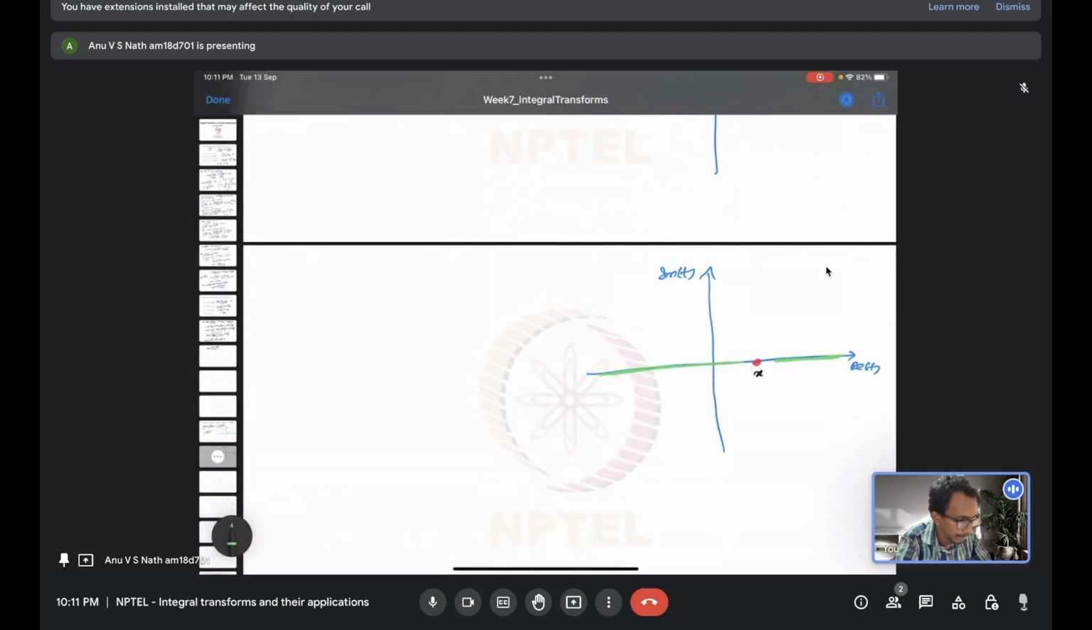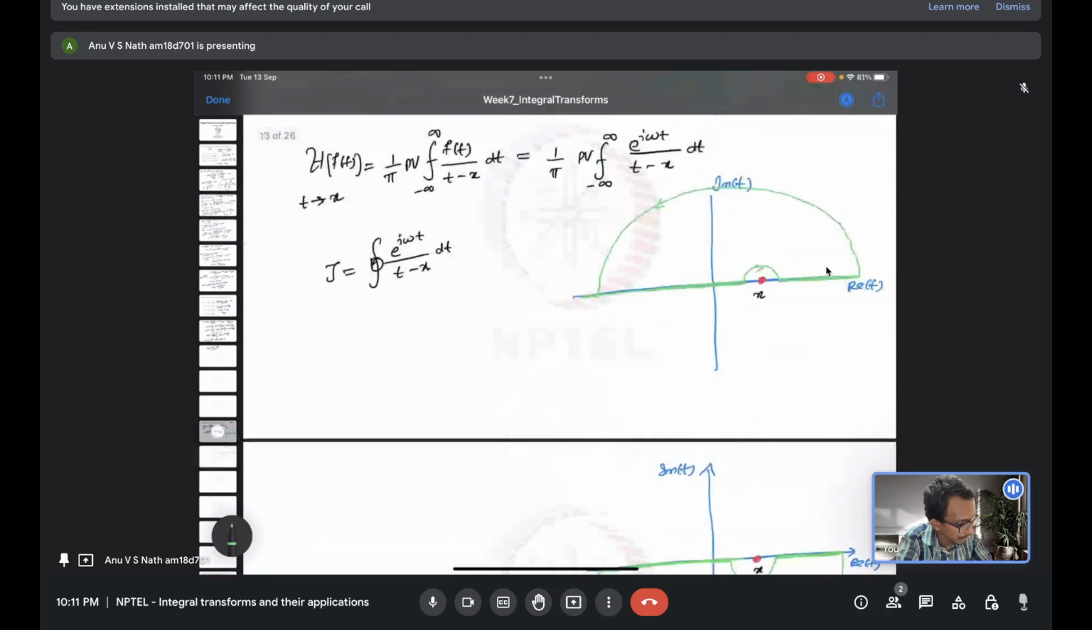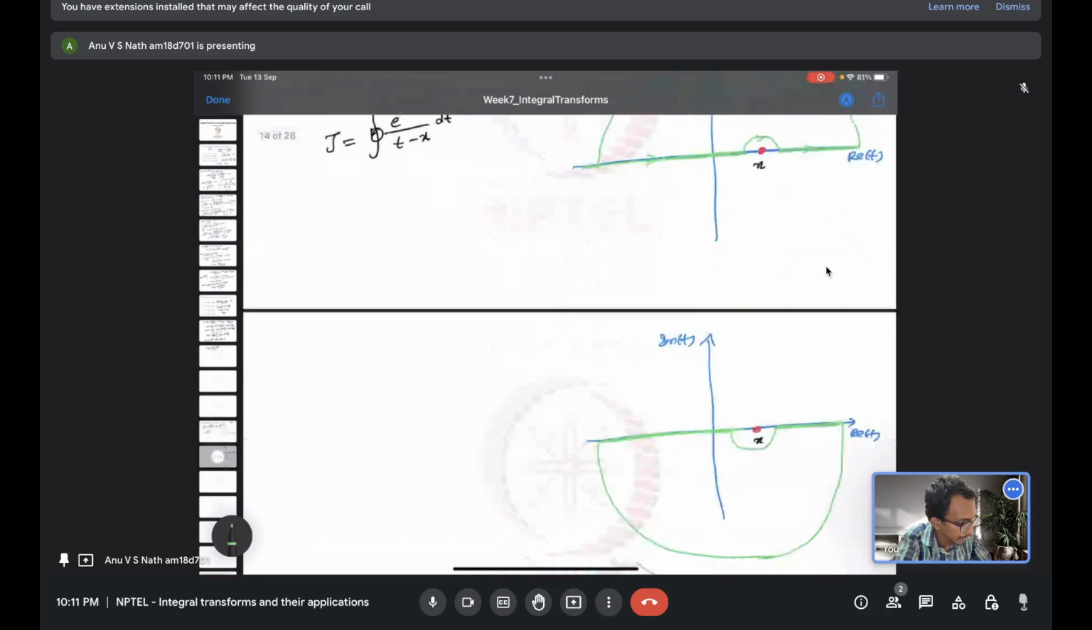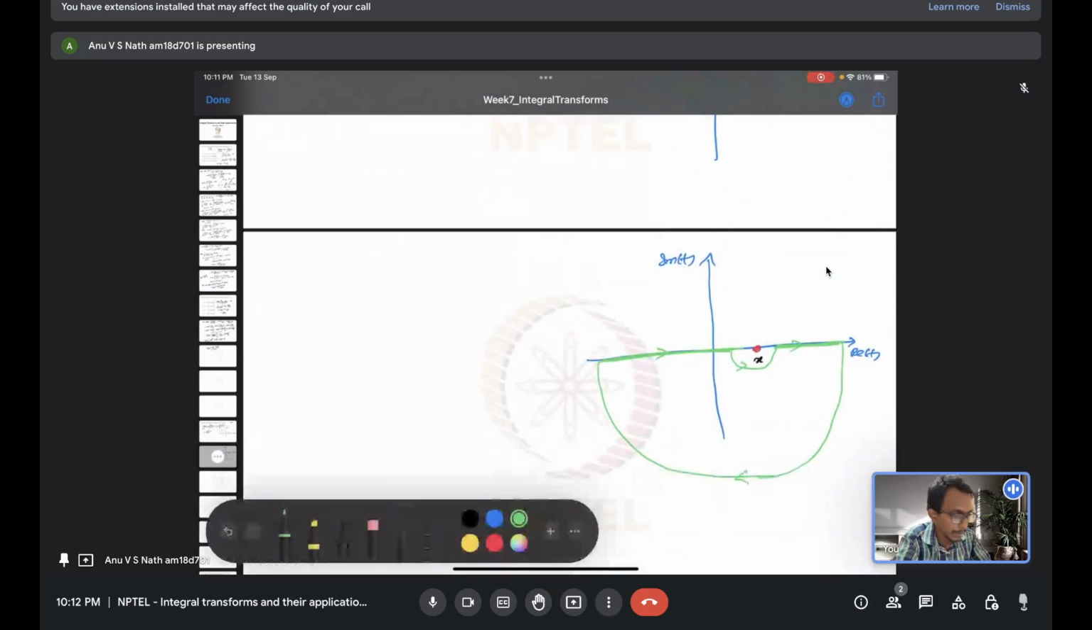Okay, doesn't matter. But the only thing we need to take care of is the sign of omega. Omega is a real number, but the sign of omega matters. That I will show anyway. So this is one of the contours. Another contour is this one. Both are okay, but there are specific cases we need to use.